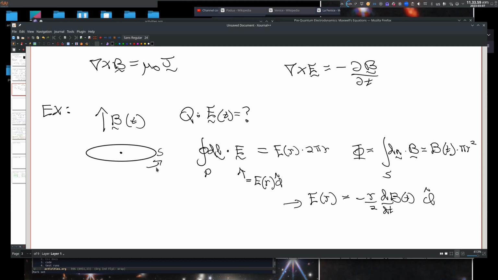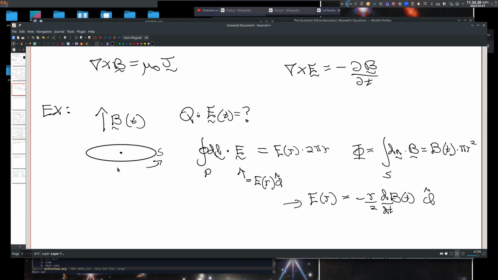Yeah, question. So a B field like this? Yeah. A changing B field in the vertical direction induces an electric field in the circumferential direction. Yes. Okay, so it's like this changes, this starts moving. Okay? Yes.